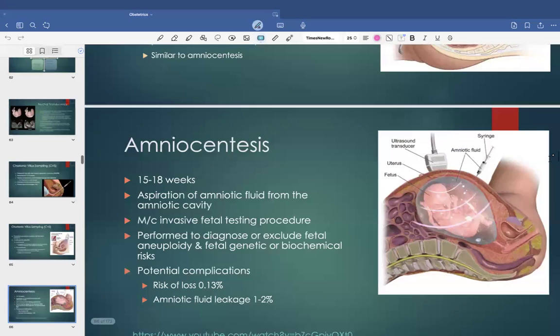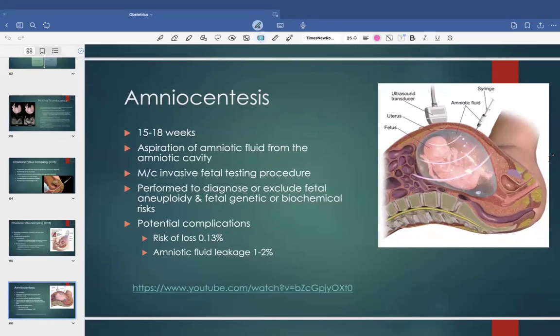You have a risk of amniotic fluid leakage, which is 1%. And there's a video at the bottom if you want to watch that, see how it's completely different. So CVS and amnio, they're the same, but different.